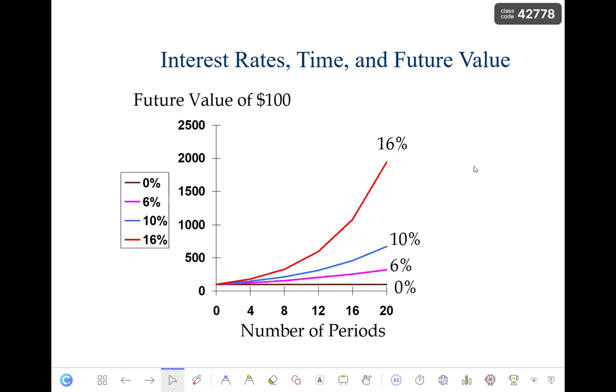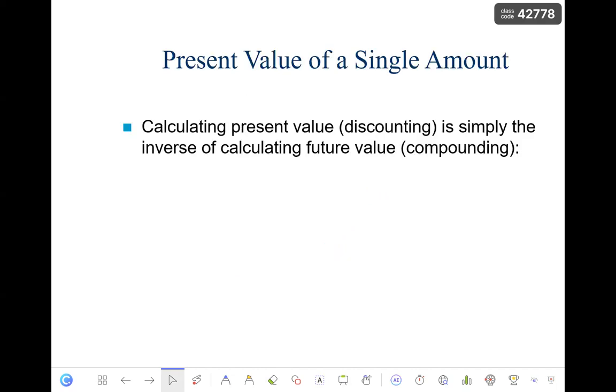And even though the difference between 10 and 16 doesn't seem like a lot, it's really going to amplify it. You can see that by the time you're at 20 periods, you see that effect and the big difference. So we're still talking about the present value of a single amount. When we're calculating a future value, we can go in the other direction, and we call that calculating the present value. It's just the reverse, or the inverse, of compounding.